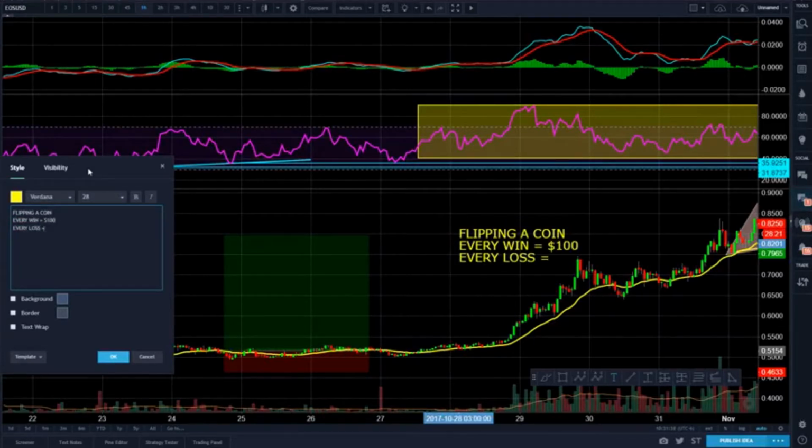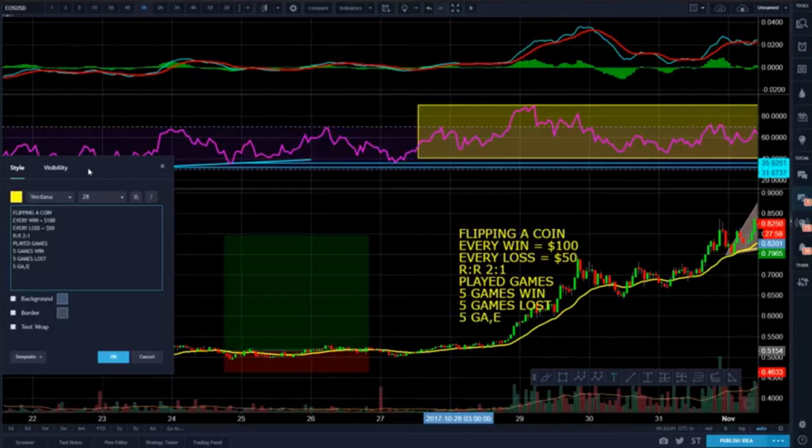Every loss is equal to say $50, right? That's a risk to reward ratio of 2 to 1, right? 100 divided by 50 is 2 to 1. Well, if you play 10 games, and even if you lost 5 games and won 5 games, okay?